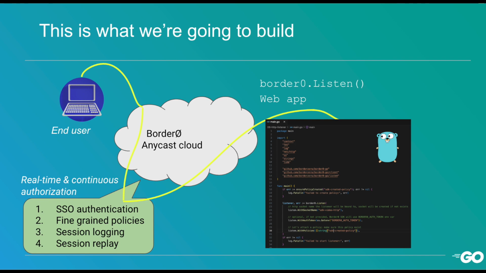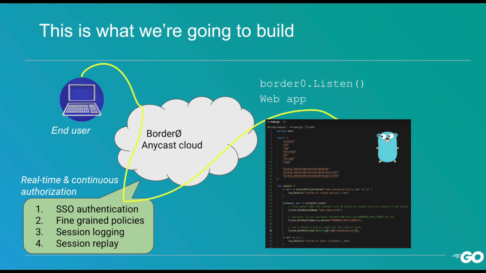This is what we're going to build. On the left, you'll see the end user. He or she will enter your app through the Border0 Anycast cloud, where we will enforce single sign-on, we'll do the policies, we'll do session logging, and then we'll provide the traffic to your app using those few extra lines of code. And that will make sure that you can get authentication, authorization, logging, and don't have to worry about things like DNS and SSL certificates.